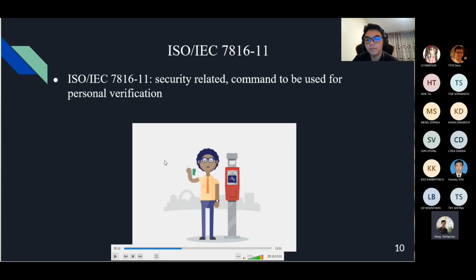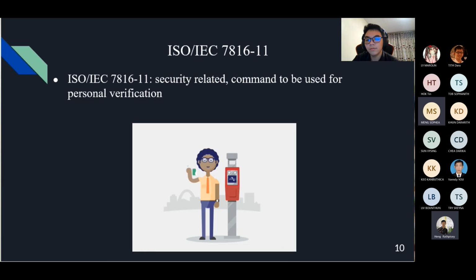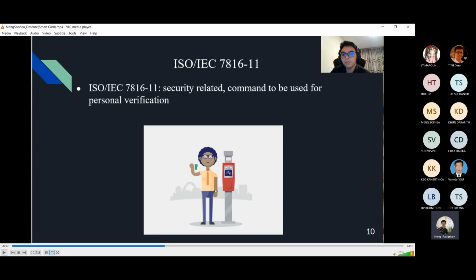I never knew about the smart card. Does it have storage? What capacity can it store? For the normal smart card, it stores around 1 kilobyte to 256 kilobytes. But for the ISO 76, most of them are 60 gigabytes and some of them are 72 gigabytes. Okay, thank you.